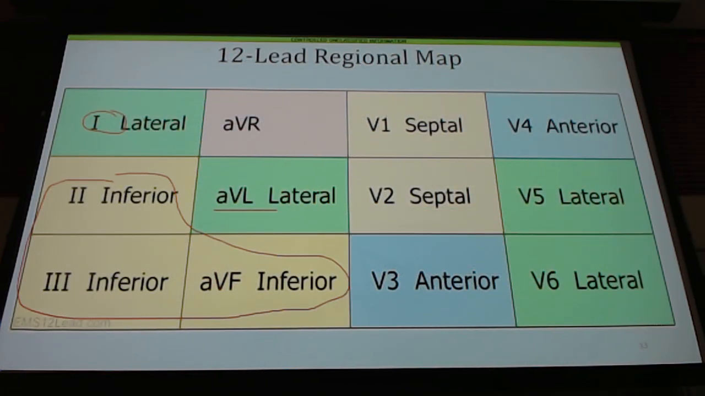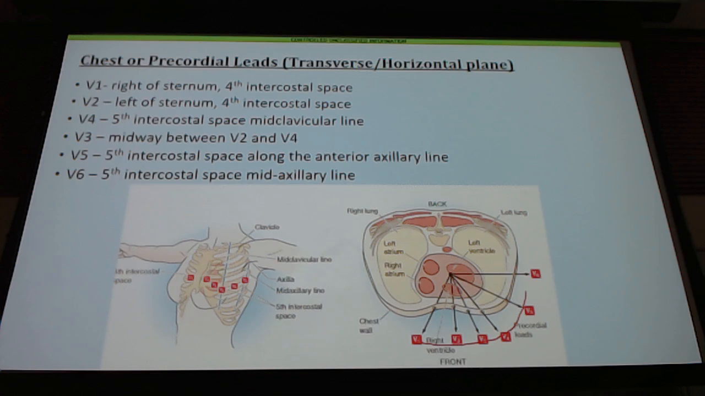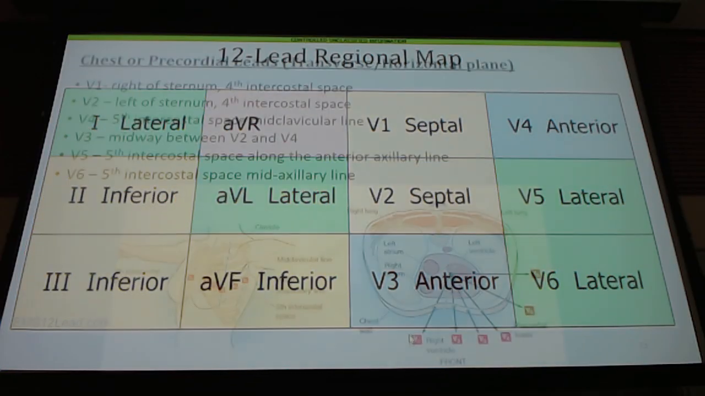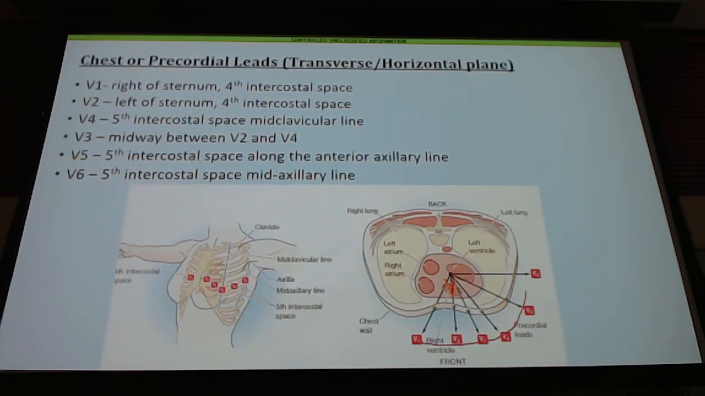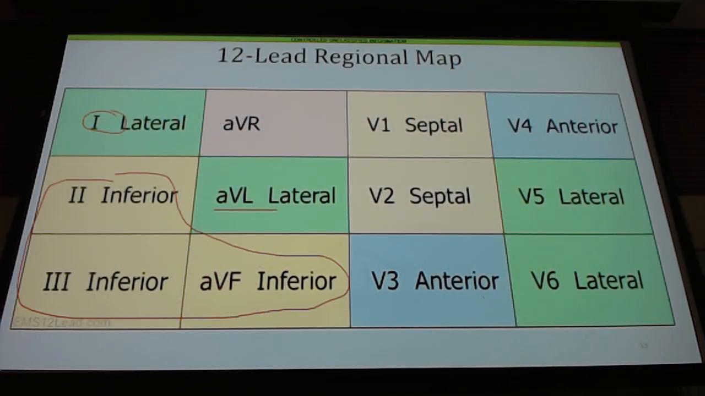When we look at V1, V2, look at where they are. It's right over the septal area, right? And then V3, V4 is our anterior, because remember how the heart's twisted and tilted back. That gives you that anterior view. And then V5, V6 are lateral leads because we're looking at the left lateral portion of the heart.